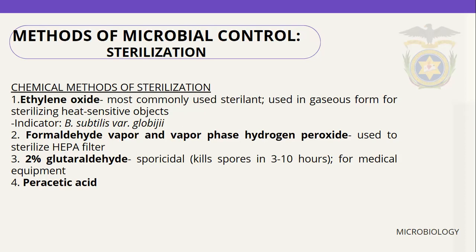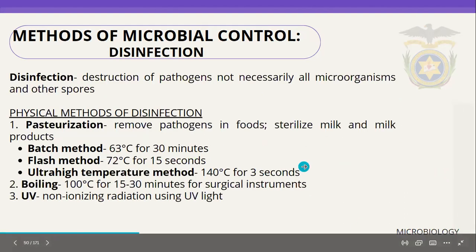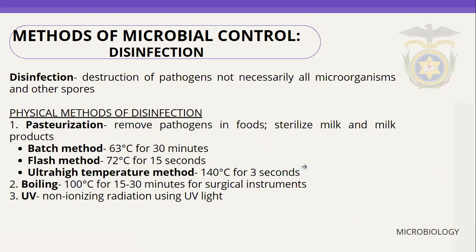It's sporicidal. It can kill spores in 3 to 10 hours, and it's used for medical equipment. And the last one, we have our peracetic acid. Now let's proceed to disinfection. So disinfection is defined as destruction of pathogens, not necessarily all microorganisms and other spores. So let's also have examples for physical methods and chemical methods.